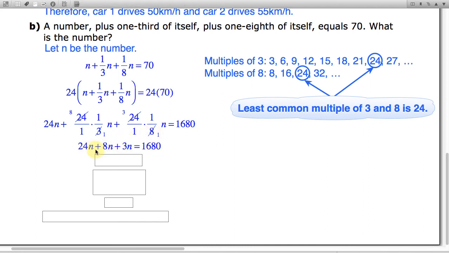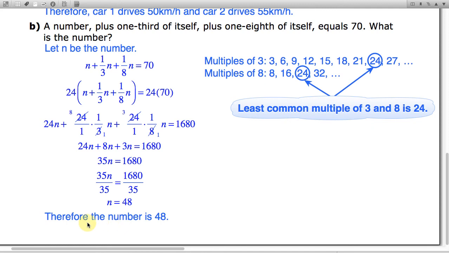We've got our 24n, we've got 8 times 1 and 1 times 1, so that's 8n. We've got 3 times 1, 1 times 1, so we've got 3n here. Now collecting like terms, 24 plus 8 is 32 plus 3 is 35n. And now dividing both sides by 35, you get the solution n equals 48. So to answer the question, the number is 48.